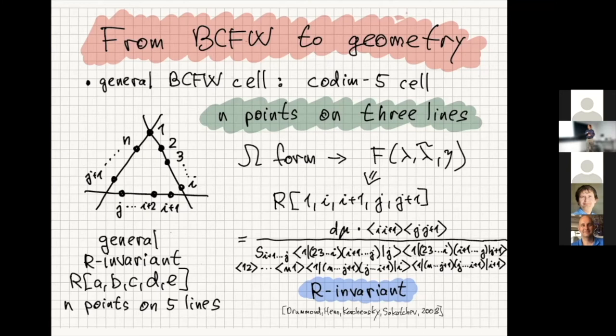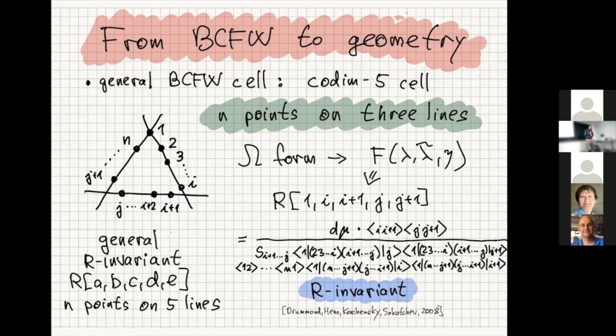And again, once we take the DLOG form and solve for the parameters of the C matrix, we reconstruct an object called the R invariant, which is very important for physics. It has dual conformal symmetry and so on. So we like it very much. And importantly, the only things that show up in BCFW are a special subset of these R invariants. The general R invariant depends on 5 labels, and this one only depends on 3 labels. It depends on an origin, 1, and then i and j. So what is the interpretation? In BCFW, only a subset of all on-shell diagrams, or plabic graphs, appear.